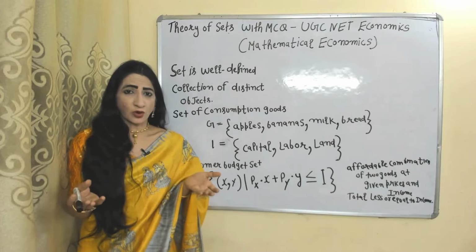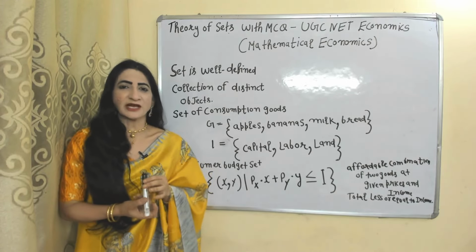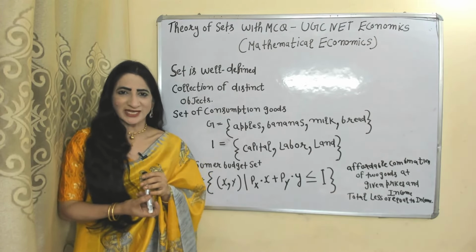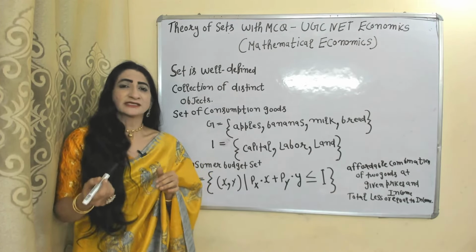Today we are going to talk about the theory of sets with MCQs, especially for UGC NET in Economics. A set is a well-defined collection of distinct objects. For example, a set of consumer goods: apples, bananas, milk, bread; a set of factors of production: capital, labor, land.